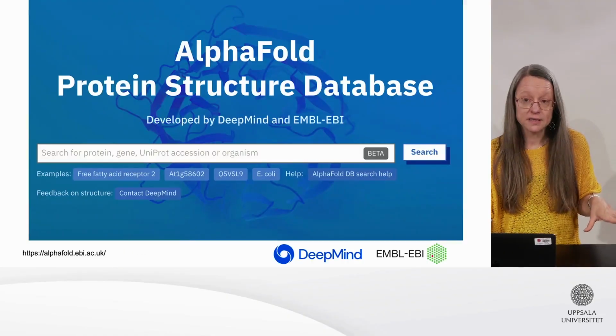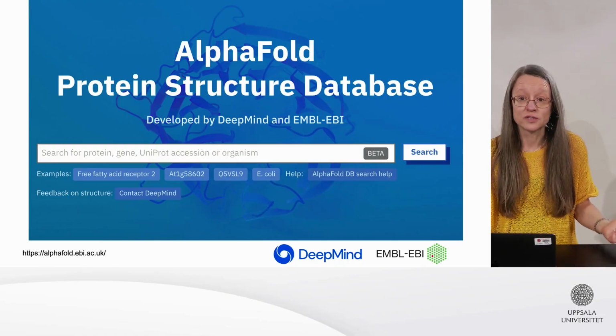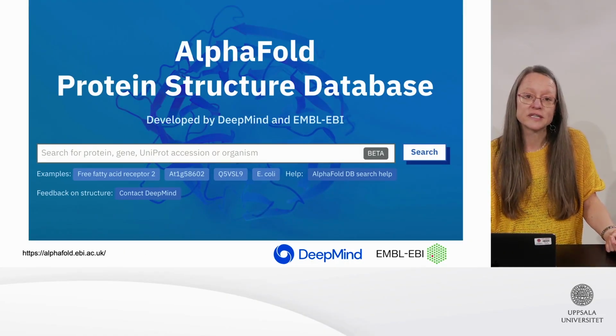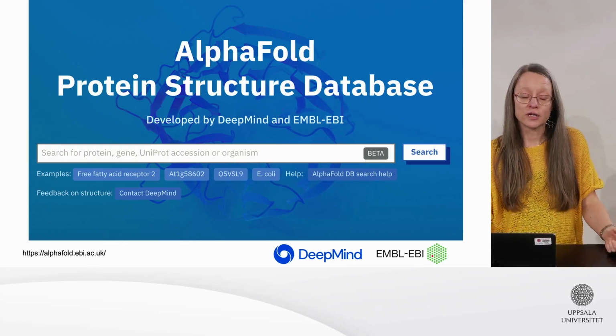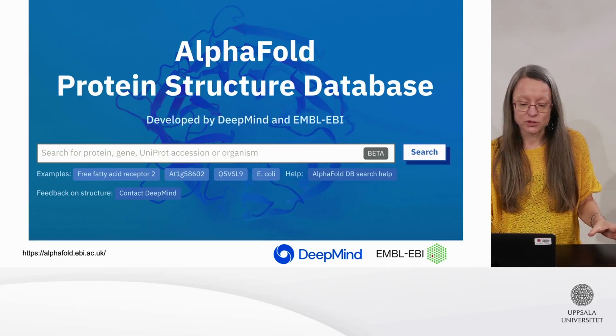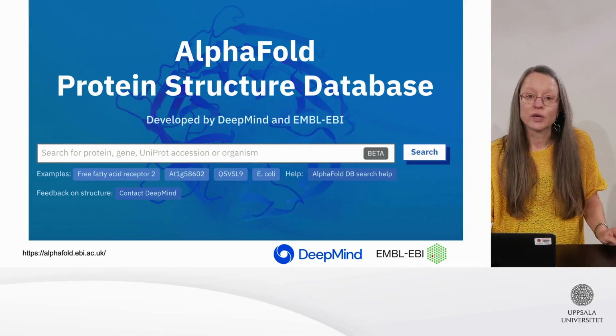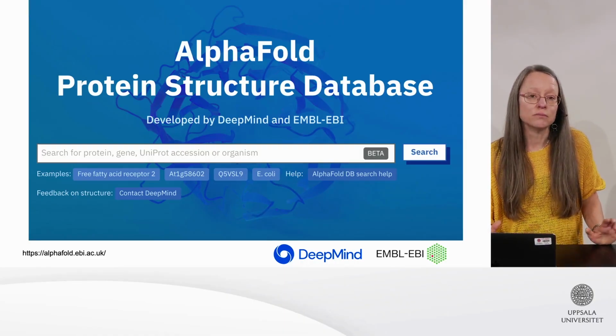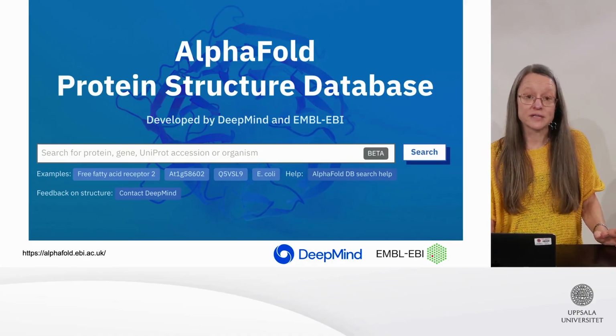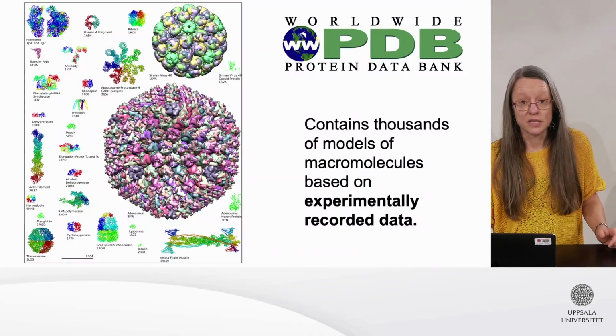From the PDB, we've all heard of AlphaFold. So AlphaFold is a prediction program for determining protein structures, predicting protein structures from the amino acid sequence. So we can also use the models that are available by AlphaFold to get an idea of what our targets look like if there is no structure in the PDB database.